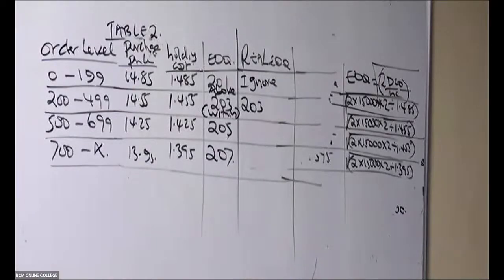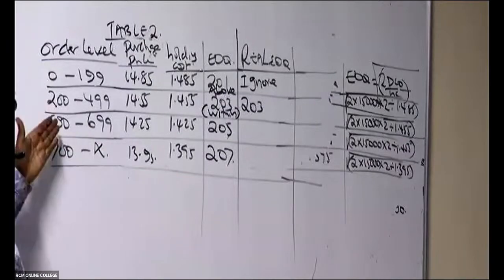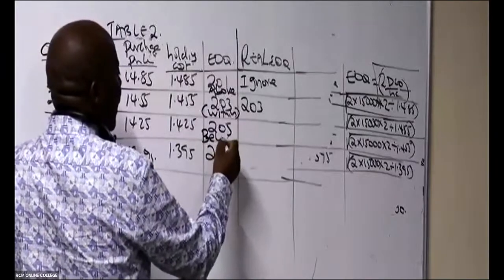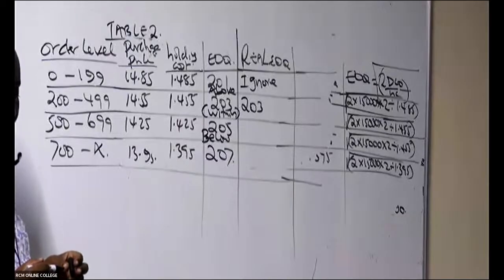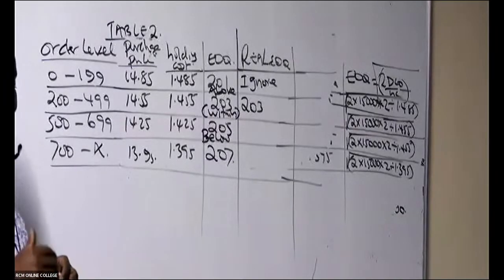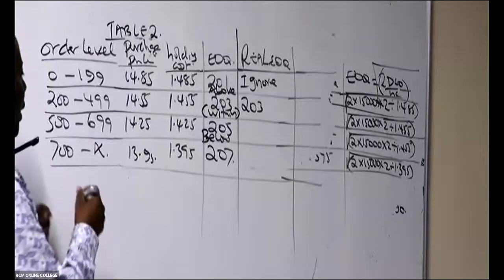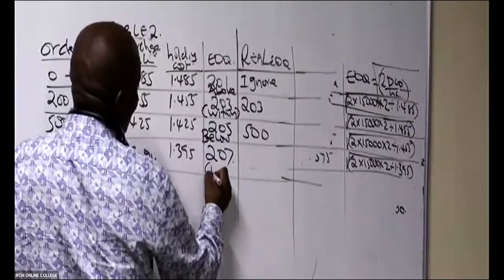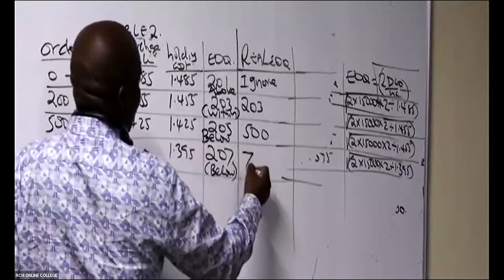How about 205? 205 is falling below, it's less than 500. Please advise. Then what will be the real EOQ? They are telling me, Mwalimu, whenever it falls below, then we use the lowest value in that range. So the lowest is 500. And this one is also below, lower than 700, so we compute 700.